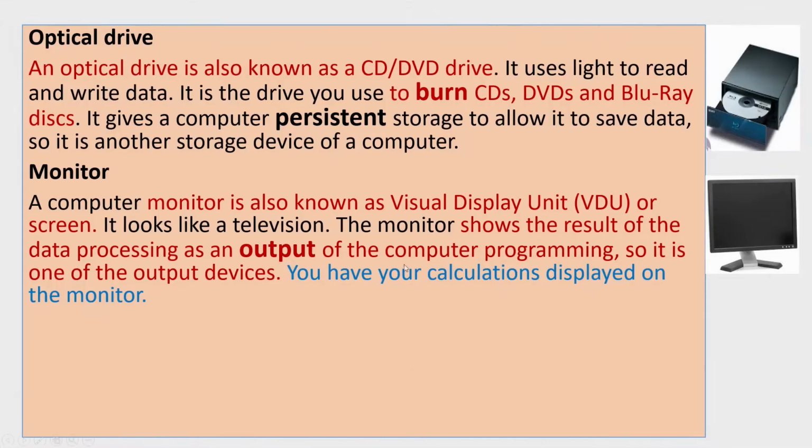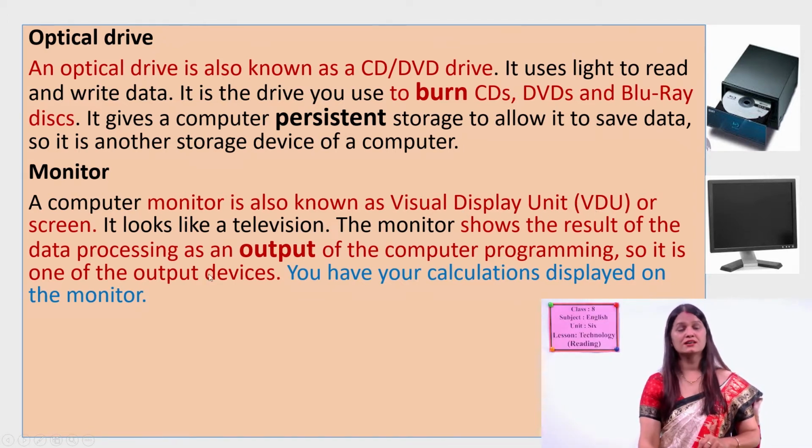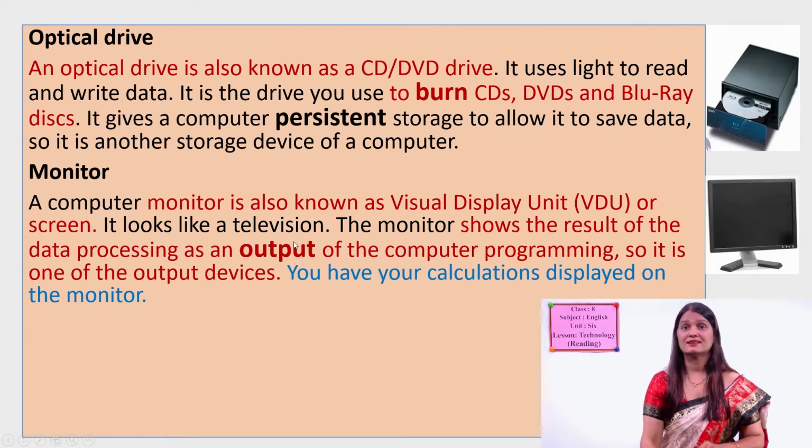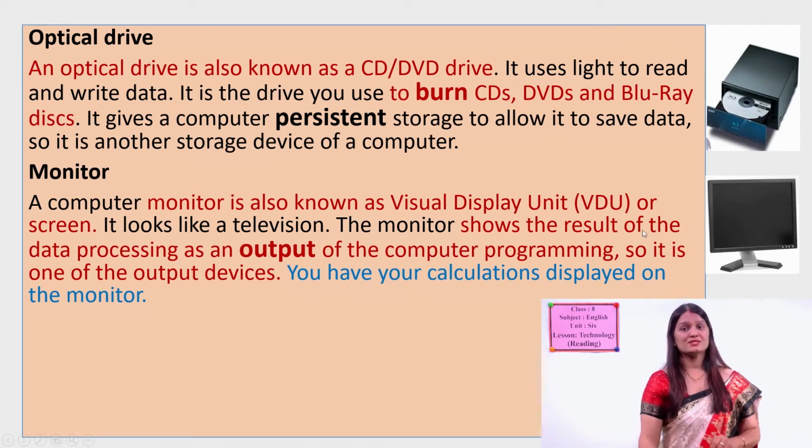Here as well you can see monitor. A computer monitor is also known as visual display unit, VDU, or screen. It looks like a television. You can see here, it looks like a television. Monitor shows the result of the data processing as an output of the computer programming. So it is one of the output devices.